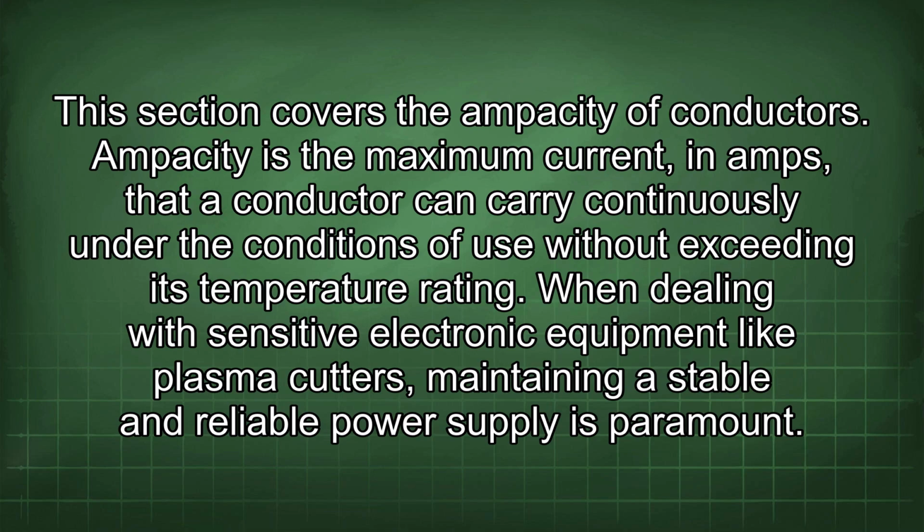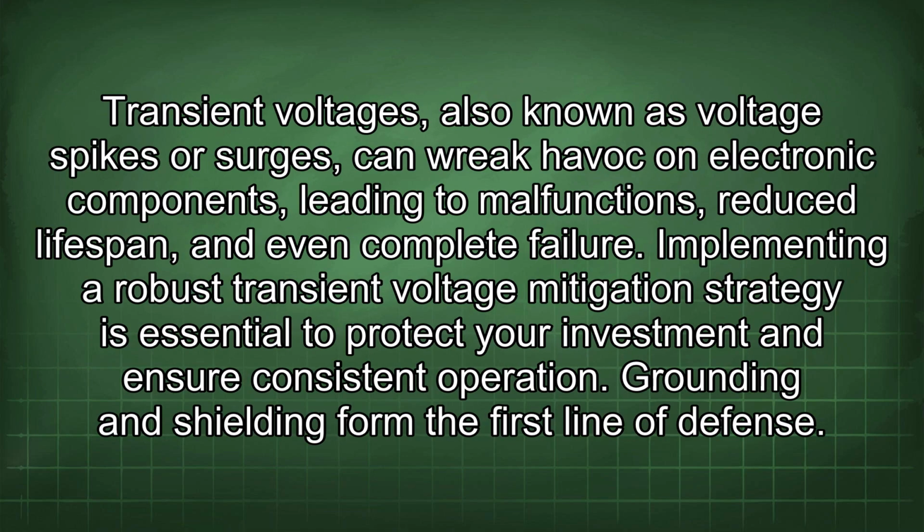When dealing with sensitive electronic equipment like plasma cutters, maintaining a stable and reliable power supply is paramount. Transient voltages, also known as voltage spikes or surges, can wreak havoc on electronic components, leading to malfunctions, reduced lifespan, and even complete failure. Implementing a robust transient voltage mitigation strategy is essential to protect your investment and ensure consistent operation.